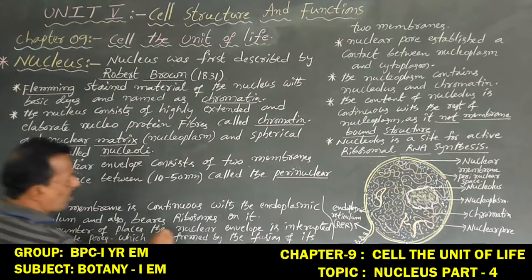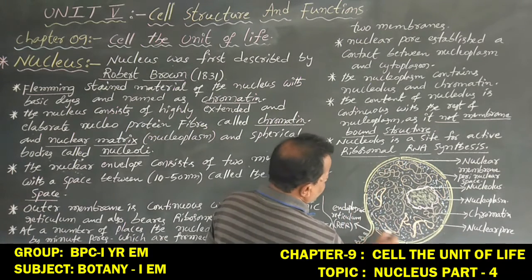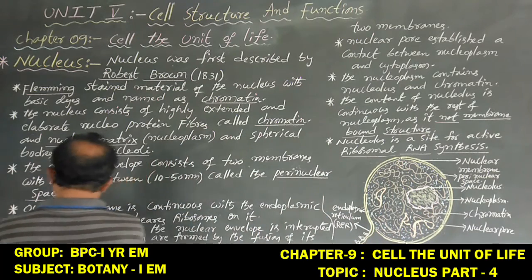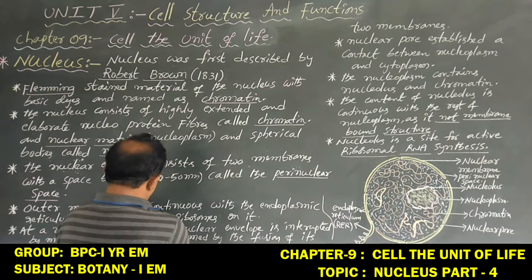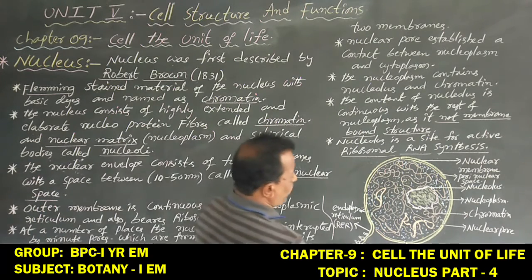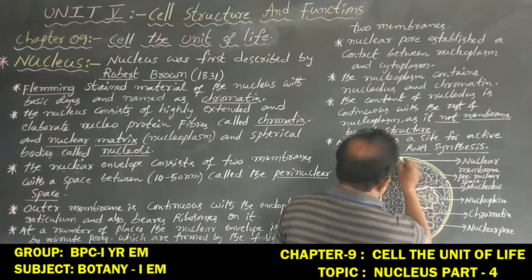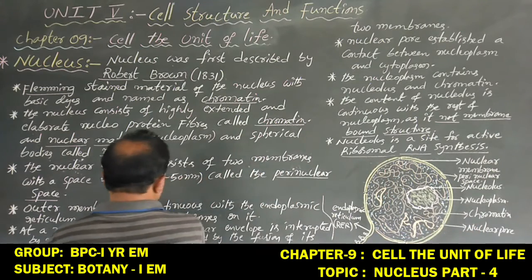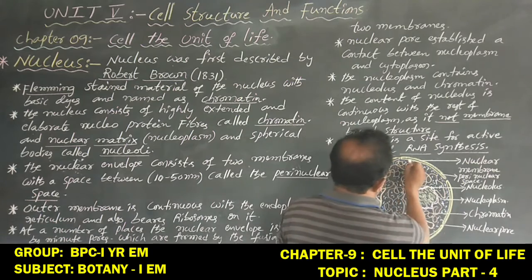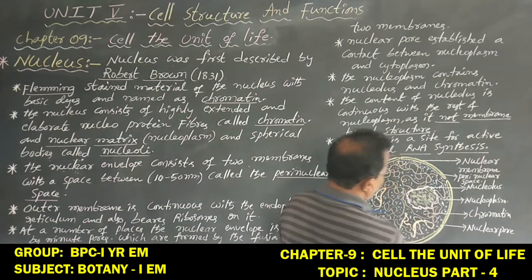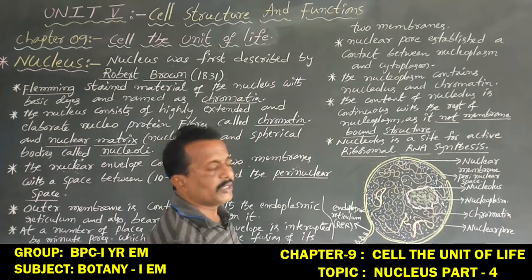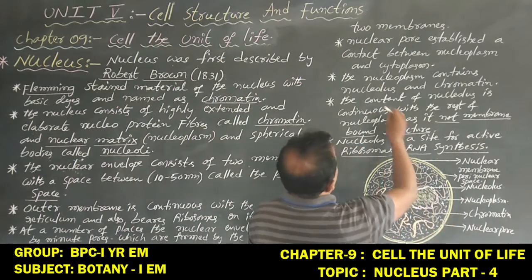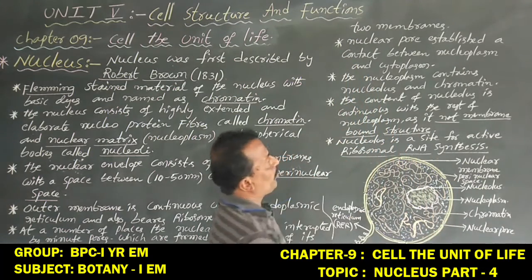Next, coming to it, at a number of places the nuclear envelope is interrupted by minute pores. So these minute pores are named as nuclear pores. These are the minute pores. These minute pores are named as nuclear pores, which are formed by the fusion of its two membranes. That is the function of nuclear pores. These are nuclear pores. So what is the help of nuclear pores?